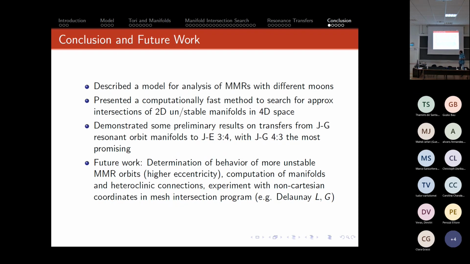And so, as mentioned, our future work is to try to find some of these more unstable Jupiter-Ganymede 4.3 resonant orbits, as well as their manifolds and hopefully connections. And then one thing with our manifold intersection program is we did everything there in Cartesian coordinates, x, y, x momentum, y momentum, but maybe if we can replace some of those coordinates with, say, Delaunay action L or Delaunay action G, we might see different or more effective results.